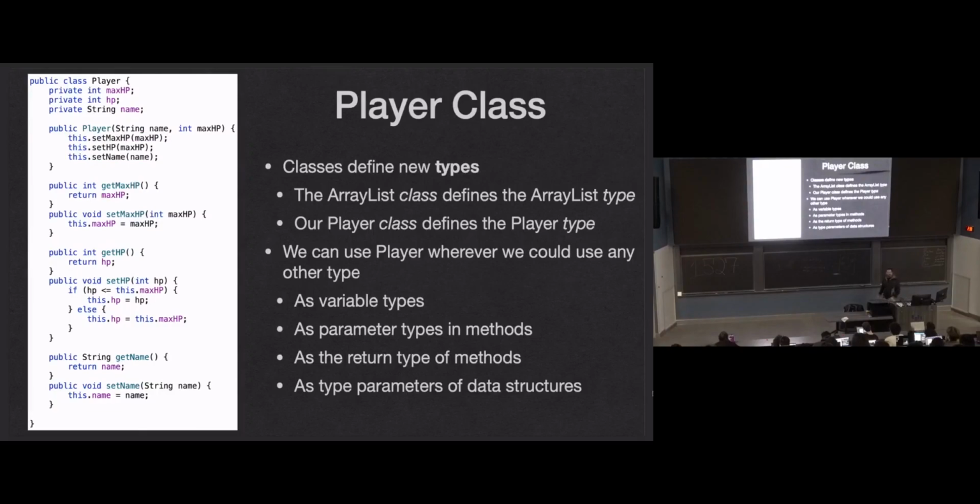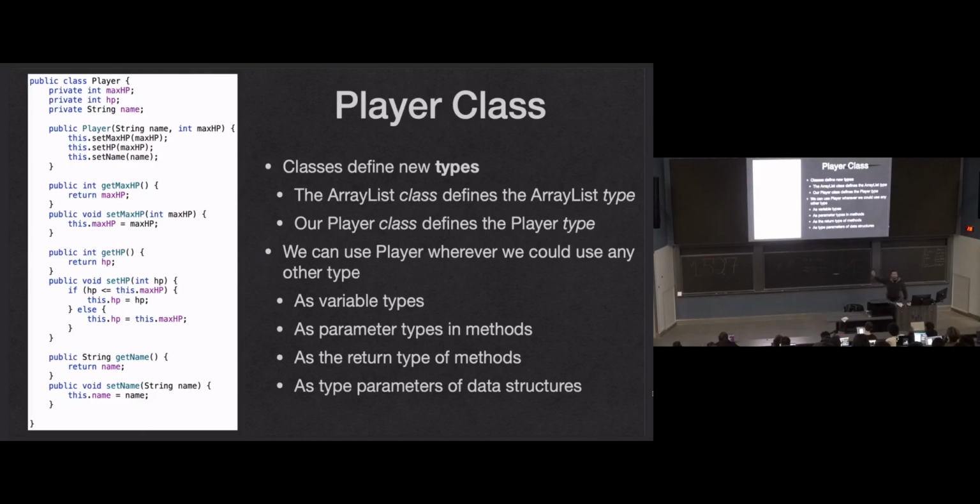And classes define new types. Once we have this class, this player class, we have a brand new type in Java. We know that Java is strongly typed. Every variable has to have a type. Every parameter to a method has to have a type. The return value of methods has to have a type. Our data structures have to have a type parameter, the type that they're going to store.